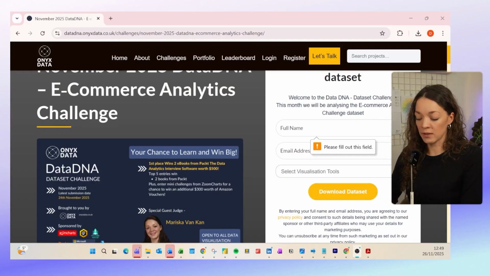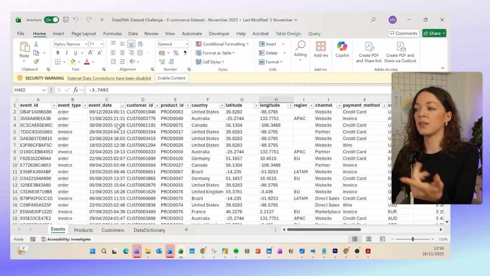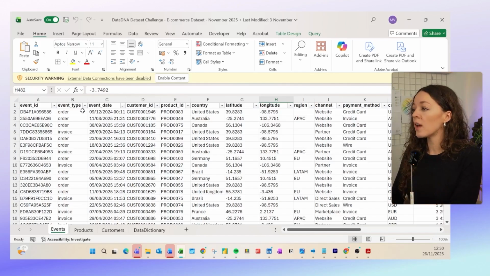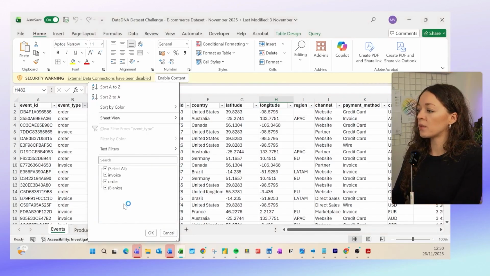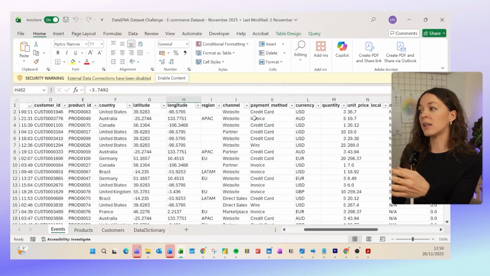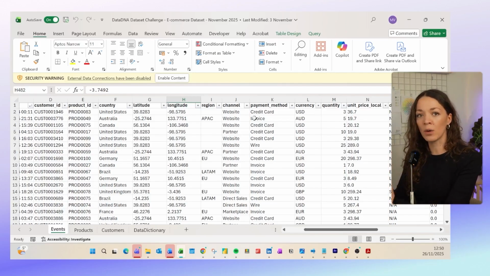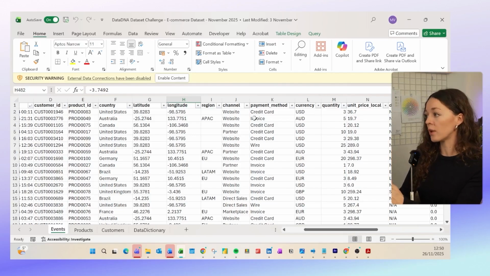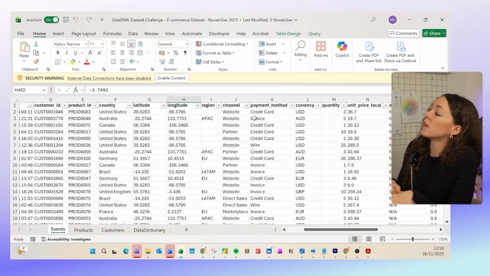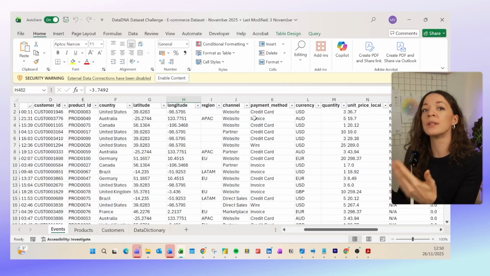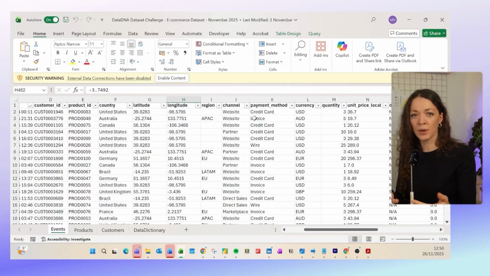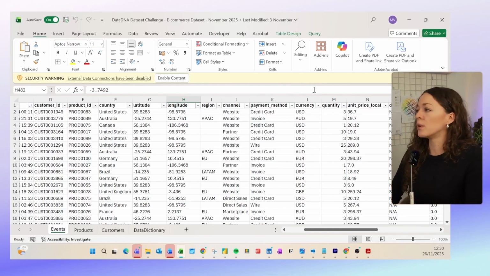I already downloaded it. So what we see here: event date. There are orders and invoices. Are there any other types? Blanks. Okay. And I know a little bit about e-commerce, especially now that I'm a business owner myself and I have my own landing page and sales funnel and all that stuff. If you do not have knowledge of your domain, it doesn't matter, but research it. And the data can already tell you a lot about business logic. So that's what I'm doing here.